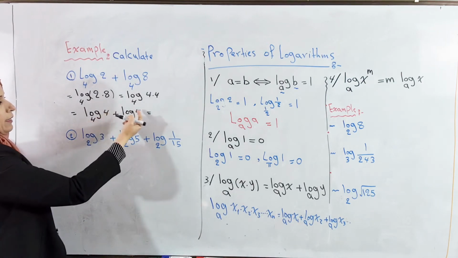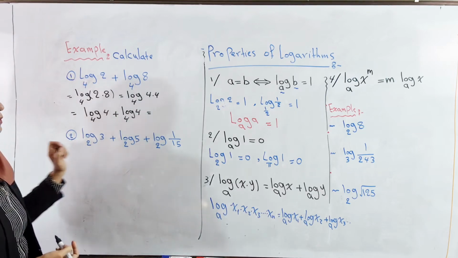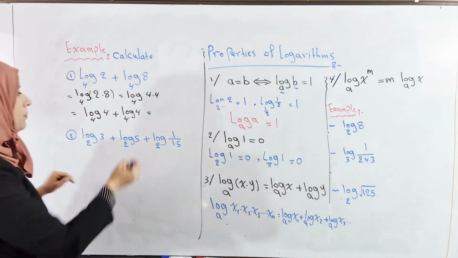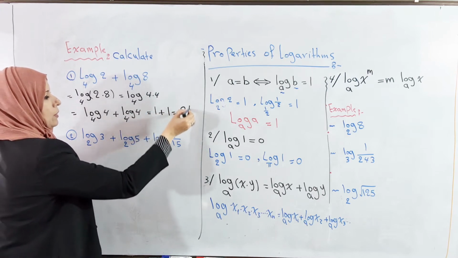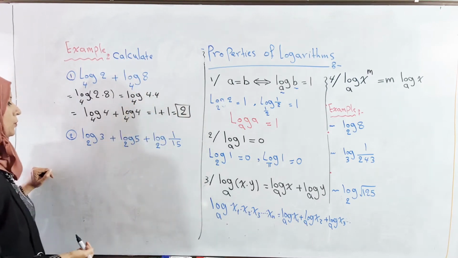Logarithm a for base a and logarithm a for base a mean each will equal 1. So it will be 1 plus 1 equals 2. The result for it will be 2.